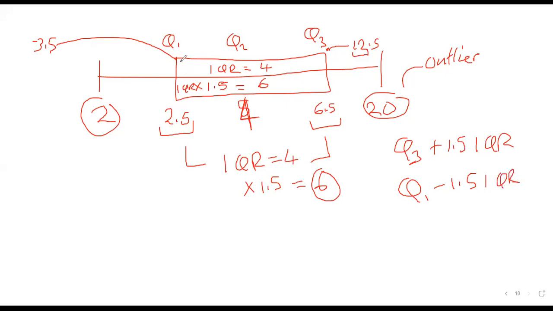So from this 2.5, subtract 1, it will take us to negative 3.5. So meaning it is too nice to survive. So this 20 becomes an outlier. Okay, thank you. Is that clear? It is. Thank you. All right.